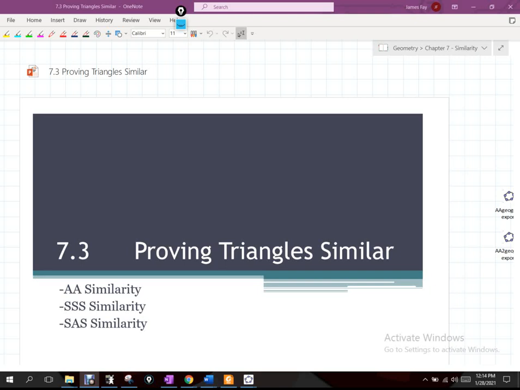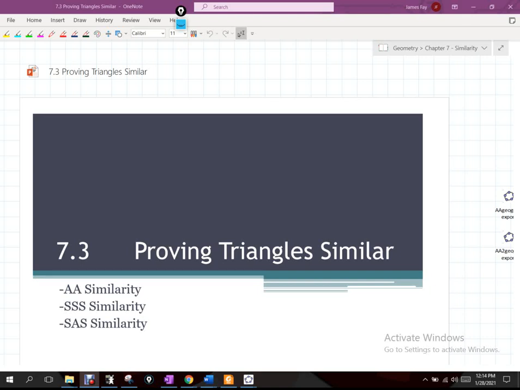We found out that that was kind of a tedious process. It could be done sometimes, but sometimes it was impossible. Same thing happens with similarity. If I want to show triangles similar, the way you have to do it is you have to show all 3 corresponding angles congruent and all 3 sets of corresponding sides proportional. Okay?